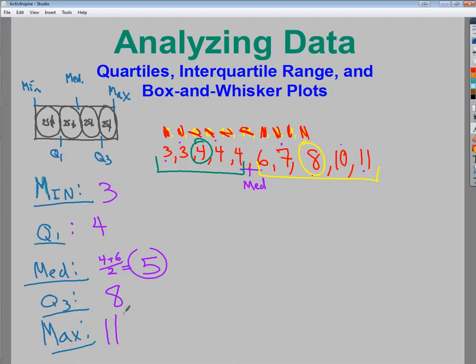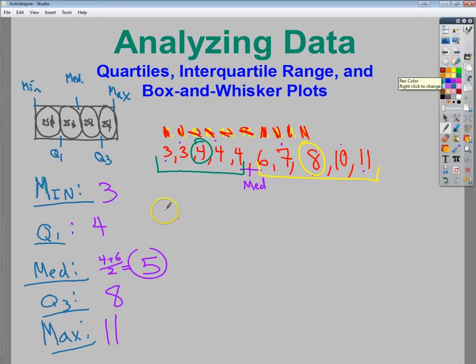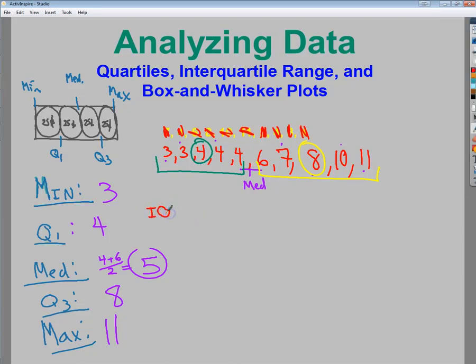So the interquartile range, I'm going to call it the IQ range, which is really unfair. Anyway, interquartile range is Q3 minus Q1. So basically, this distance right here, I need to know how far they are apart. So the middle 2 quarters, so the middle 50 cents. So in this case, it would be 8 minus 4. So the interquartile range is 4.